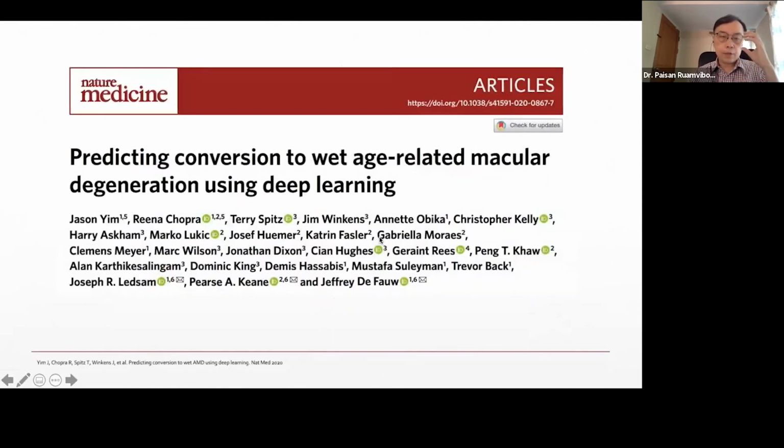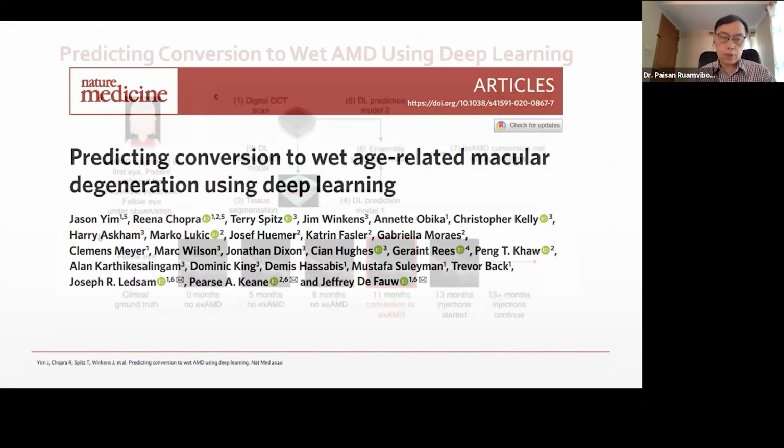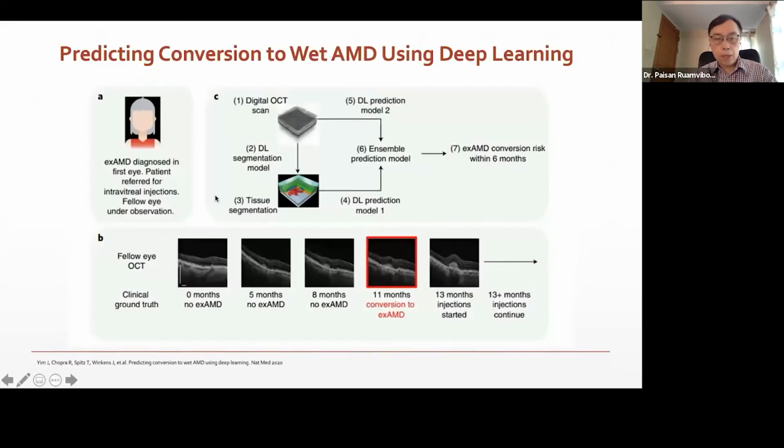I think this is another important paper where they make a prediction of conversion from dry AMD, or not having AMD, to wet AMD in the future using deep learning. And they do the prediction on the OCT images. Here they use data from patients with one eye having wet AMD that had an injection already, and they use data from the fellow eyes for the study.